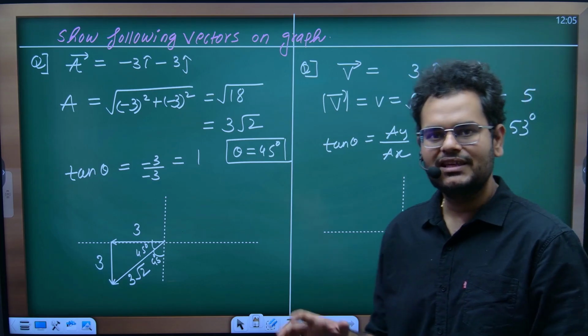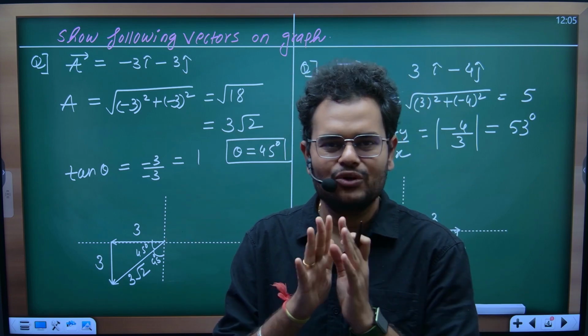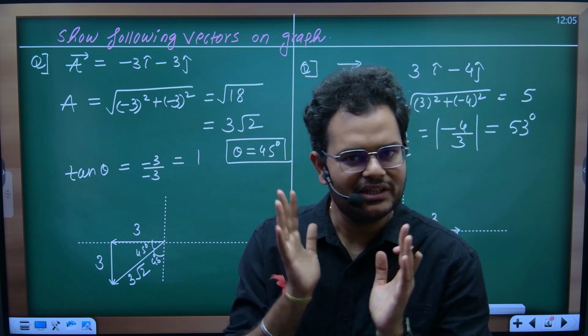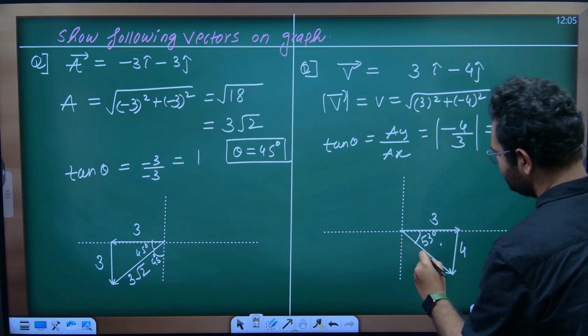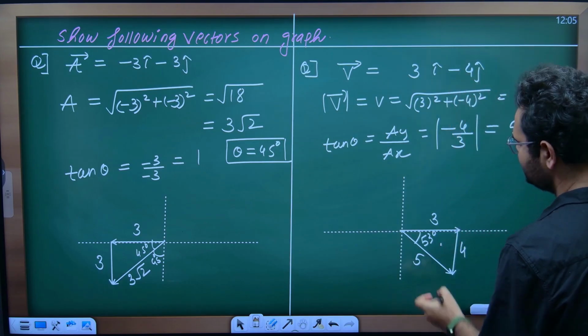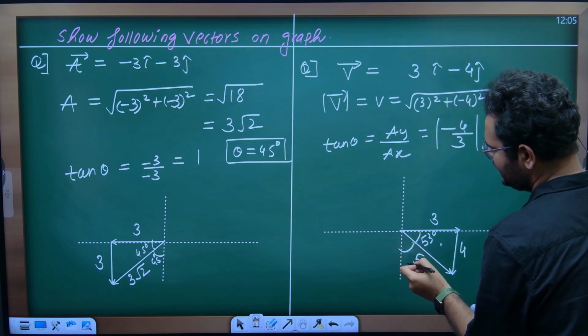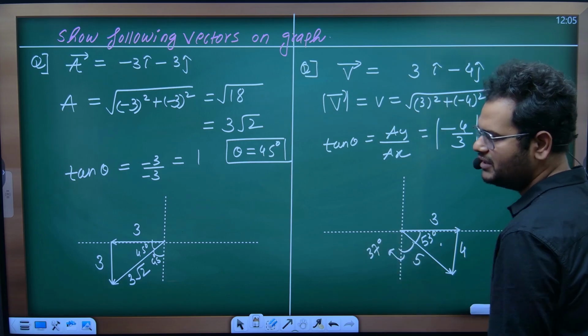Sir, but the answer came negative. Hey, don't worry about that. It is actually tan minus theta, 4th quadrant. Don't go into details. Just focus on magnitude. So 53 degrees is the angle with the x-axis, and what is the length, sir? Length is 5. Sir, if someone asks what is this angle with the y-axis, this angle is nothing but what? How much is this angle? This angle is 37. 90 minus 53 is 37.